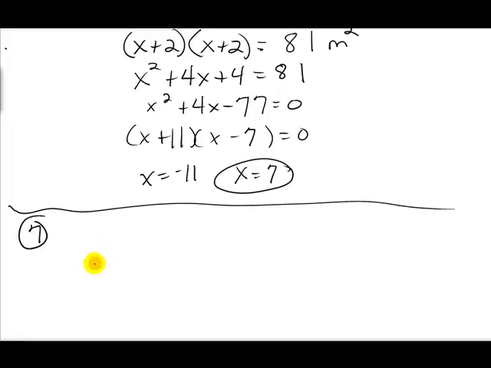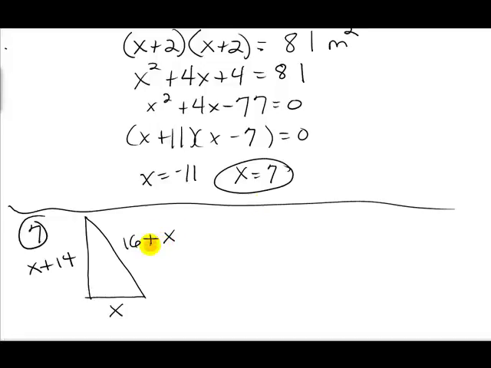Number 7. One leg of a right triangle is 14 inches longer than the smaller leg. So let's go ahead and draw us a triangle. They're comparing the long leg to the small one, so we're going to say this is x, and this is x plus 14. The hypotenuse is 16 inches longer than the smallest leg.